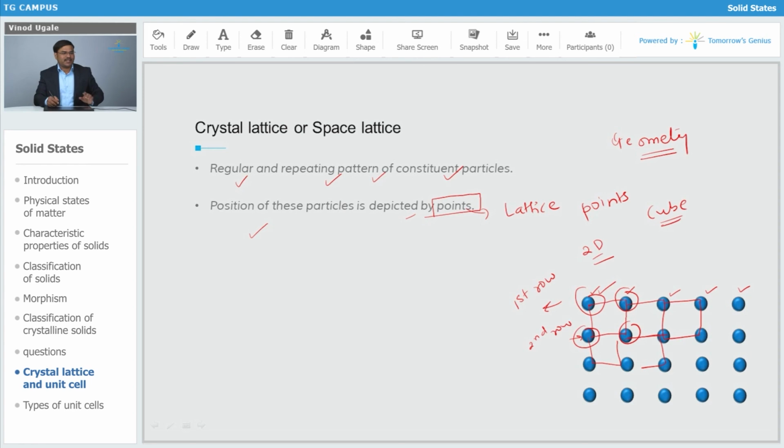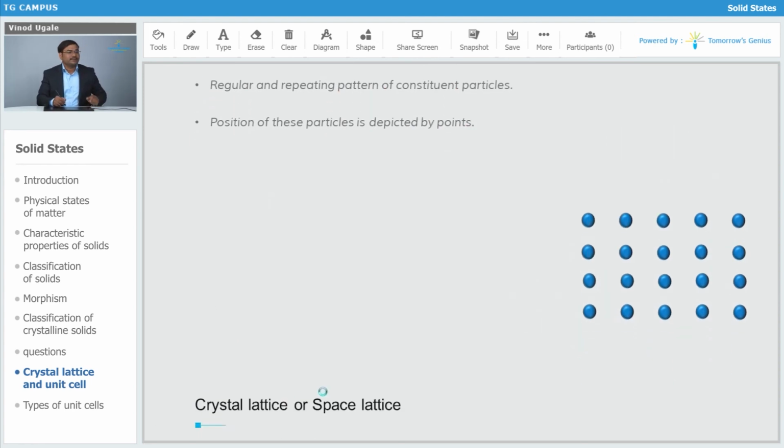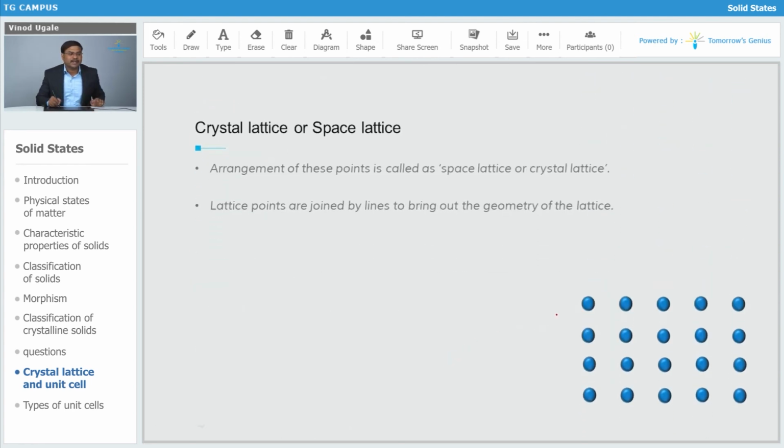So that smallest part of any crystal lattice is called a unit cell. Are you getting what I am saying? What is a unit cell? It is the smallest part of any crystal system which is repeated periodically, repeated throughout the crystal system. So the arrangement of lattice points is called a space lattice or crystal lattice. This is one type of arrangement that we are going to see over here. There can be different types of arrangement also that we will see later in the chapter.